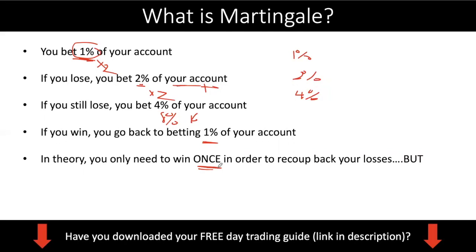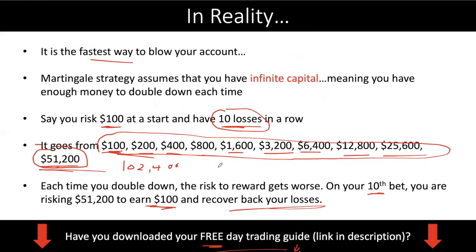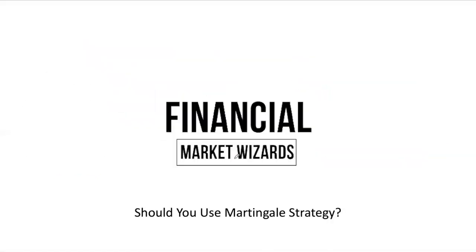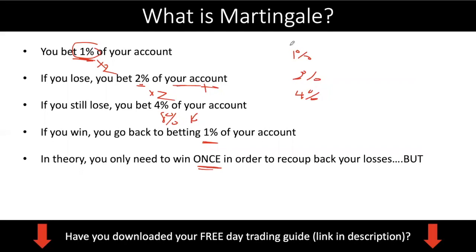Most of the time, if people do a Martingale strategy, even if they make money, what happens is that they get greedy and they keep doubling down, even if they are winning. If they win, they bet 1%, they win, they bet 2%, they win, they bet 4%, they win. Even in this case, eventually they get one loss and the one loss wipes out the entire account. So please do not use this.